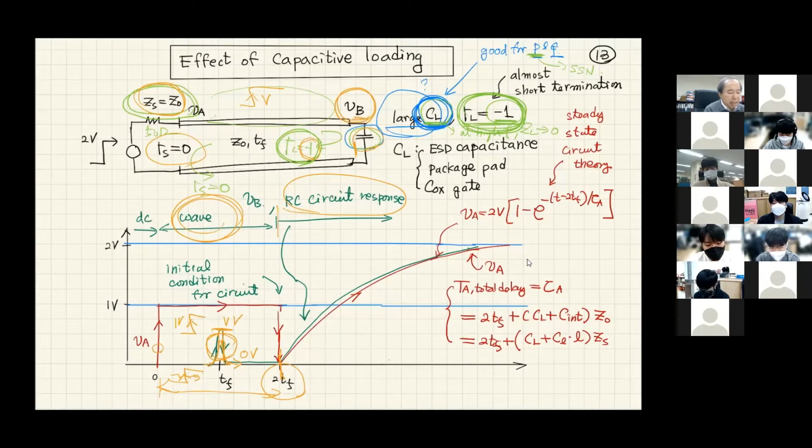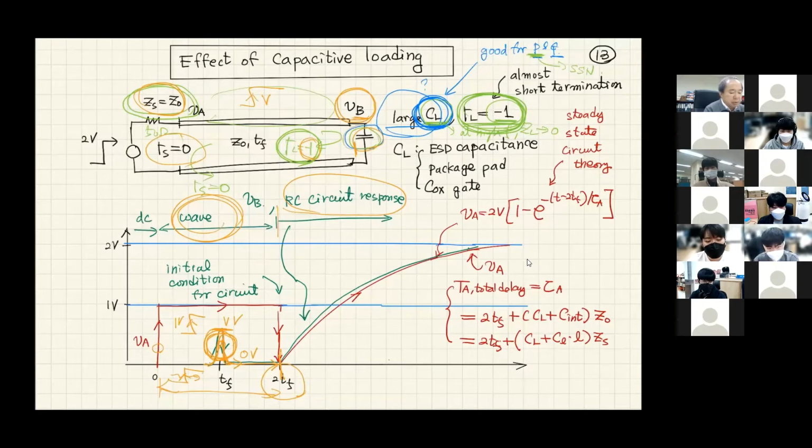If this were the ideal open termination, we would not see this ripple. But because of some time delay associated with the capacitance, we're going to have some pulse. But eventually it will go down. Then it will reach the source and there will be no reflections.